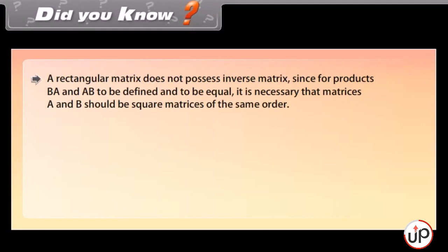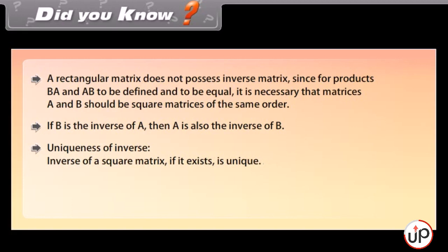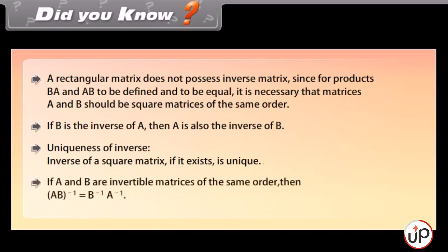Did you know? A rectangular matrix does not possess an inverse matrix, since for products BA and AB to be defined and to be equal, it is necessary that matrices A and B should be square matrices of the same order. If B is the inverse of A, then A is also the inverse of B. Uniqueness of inverse. Inverse of a square matrix, if it exists, is unique. If A and B are invertible matrices of the same order, then the inverse of AB is equal to inverse of B into inverse of A.